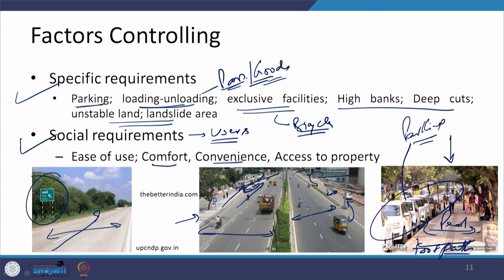When we are looking at this facility, which is working in either this direction or this direction, it is going to provide connectivity between spaces. It may also happen that there are properties on the side, so we need to provide connectivity to the side property. So, access to properties also needs to be looked at, and this may also take some space in the transverse direction, and we have to see how this can be controlled.